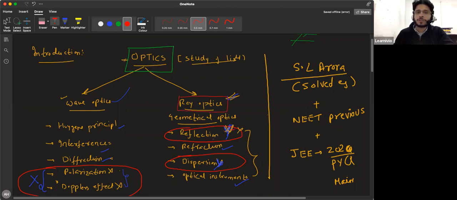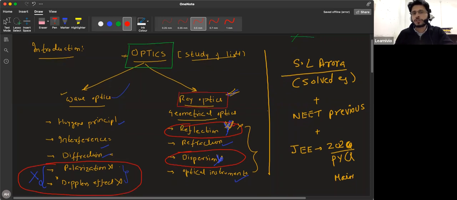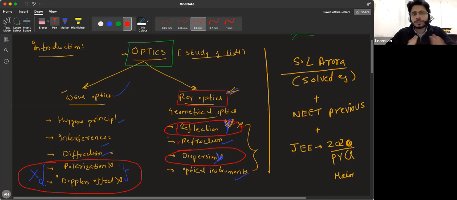In geometrical optics, we have four topics: reflection, refraction, dispersion, and optical instruments. Last year, reflection was a part of the deleted syllabus, but recently they have included reflection in the syllabus. It is a very introductory part of the syllabus. The major chunk is refraction. So we'll start with refraction, then do dispersion and optical instruments, and in the end we will do reflection.